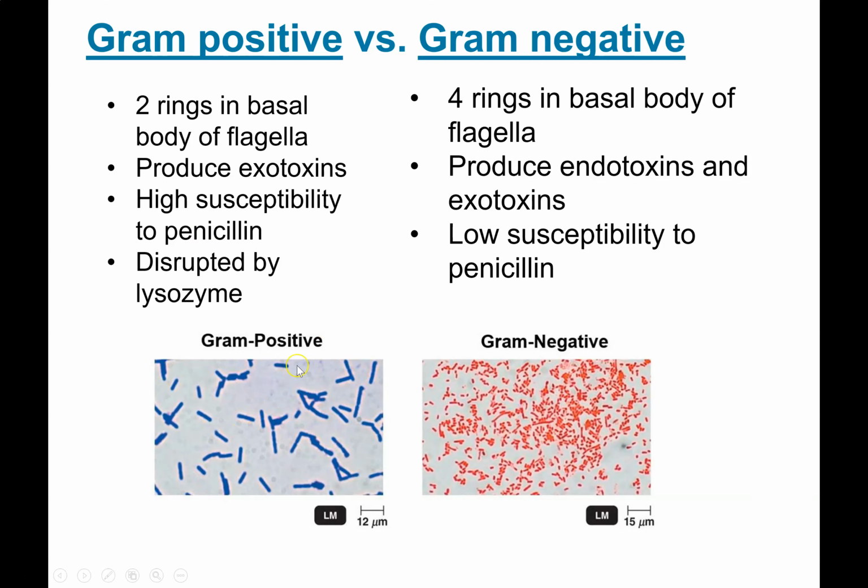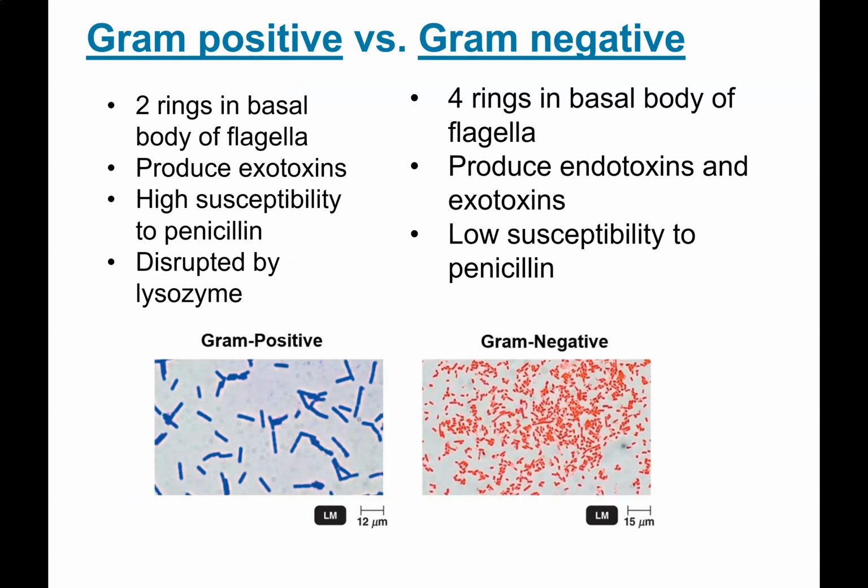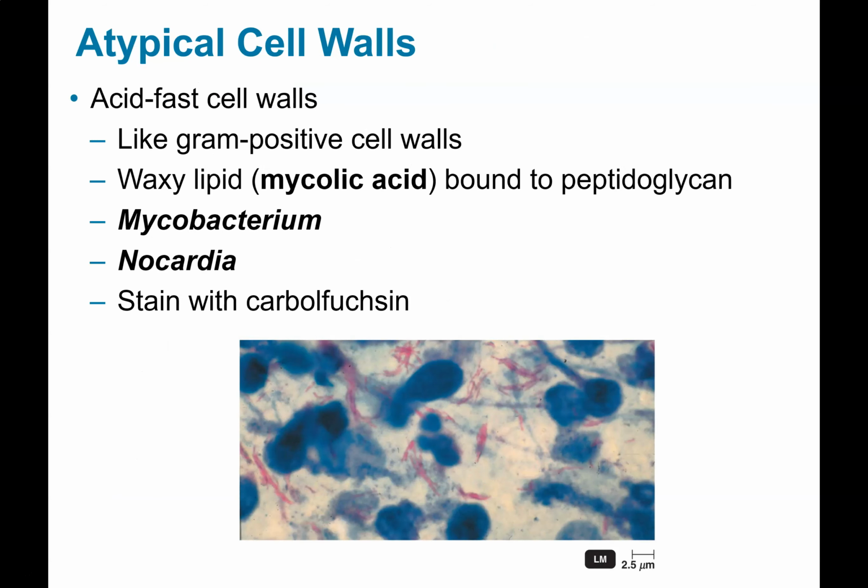The outcome, as you might remember from chapter 3 of gram staining, is that gram-positive bacteria are purple, gram-negative stain a pink-red color, again, as explained here and in chapter 3. So that is important to know as well.